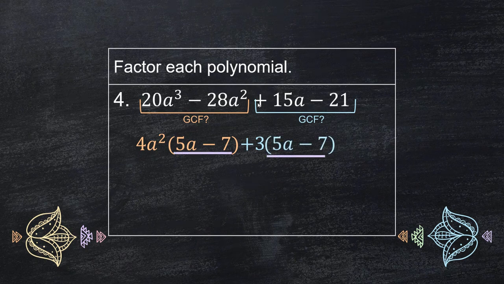So notice 5a minus 7 is our common binomial. That's our first factor. And then the 4a squared plus 3 is our second factor.